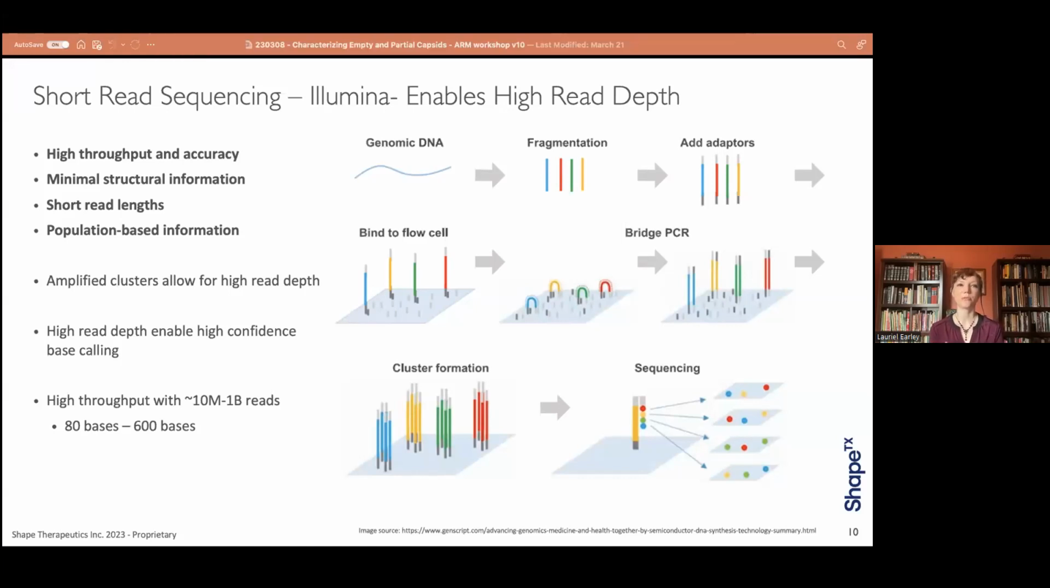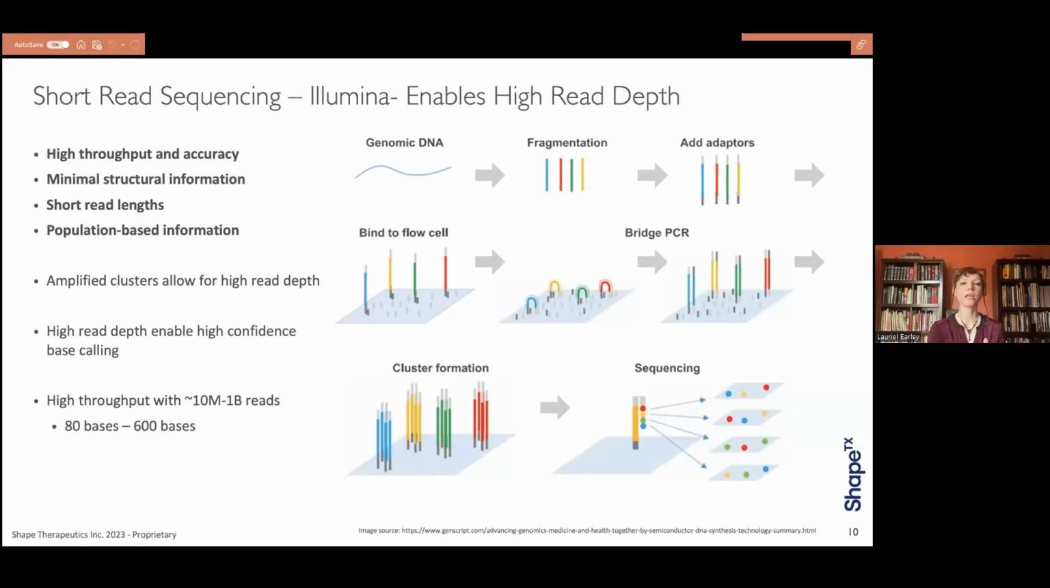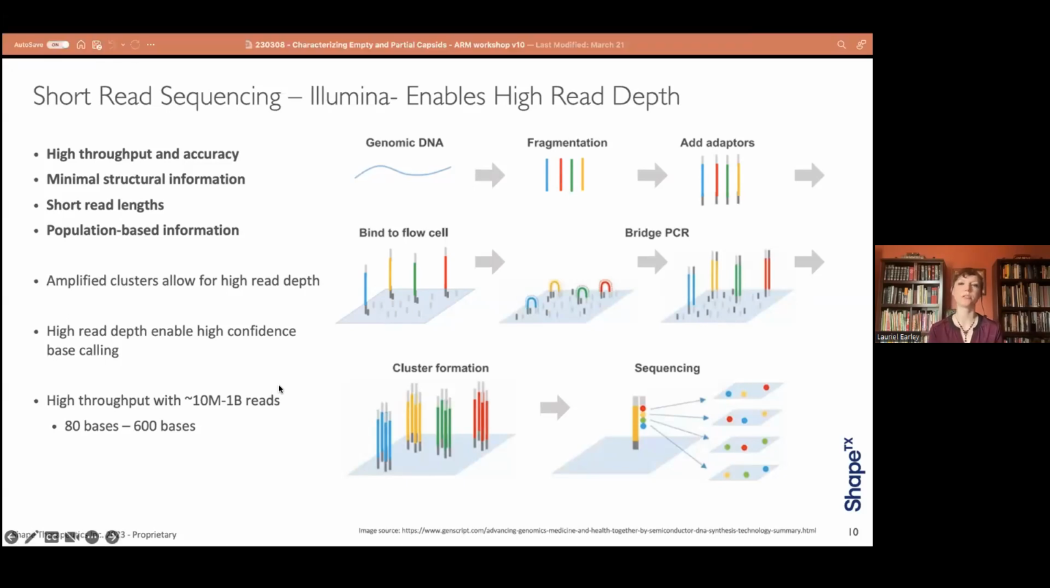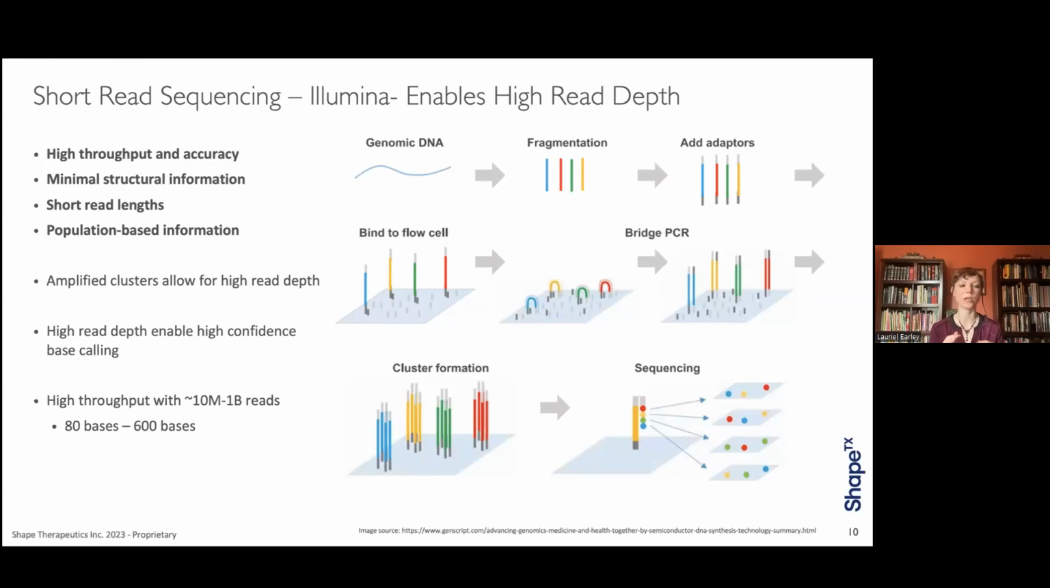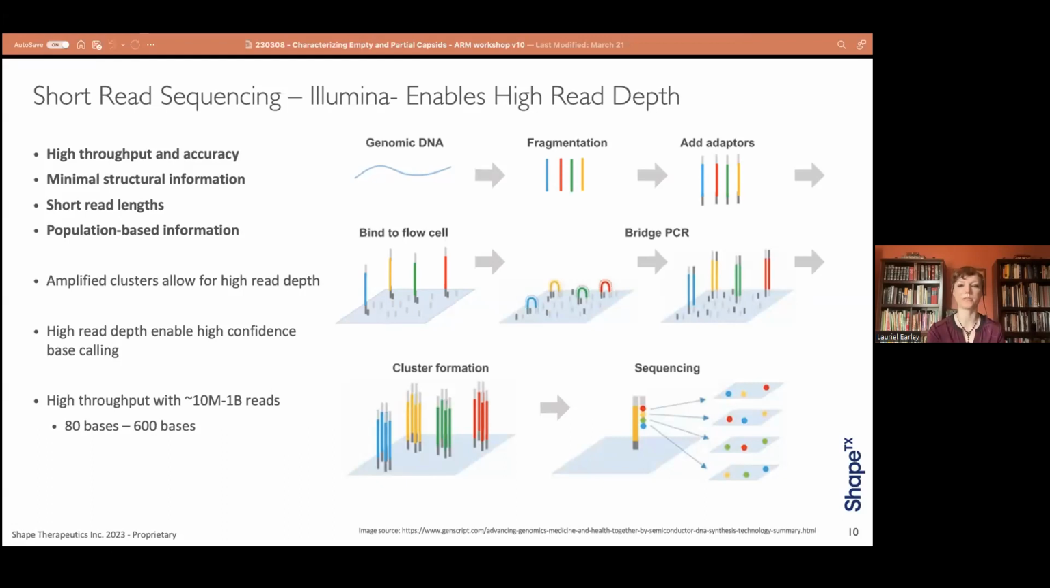But you can get really high throughput and very high accuracy because of the way the process works, where you replicate these small fragments forming clusters, and then you sequence those in high depth. And so you can really get good base calling accuracy. But this gives you minimal structural information about your genome because you're breaking it up into fragments. And it also gives you population-based information because you don't know the entire sequence of an individual genome. You can actually get some genomic information on here by looking at chimeric reads, and we'll go over that in a couple of slides.